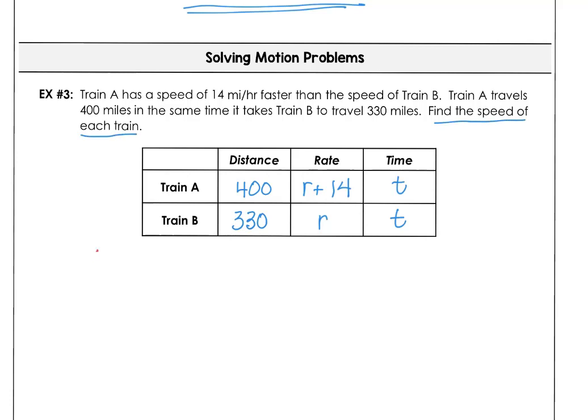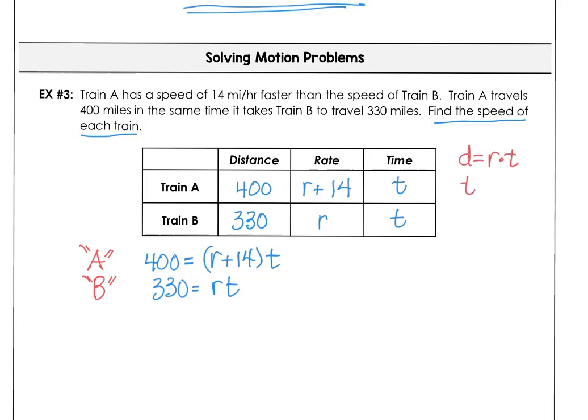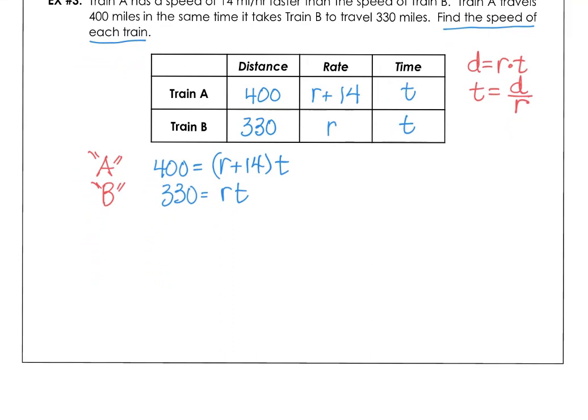So for train A, 400 equals rate times time. Train B, distance equals rate times time. And we want to find the speed of each train. Well, if distance is rate times time, then the times are the same, so time is distance divided by rate. In this way, we can set up the equation to be distance divided by rate.